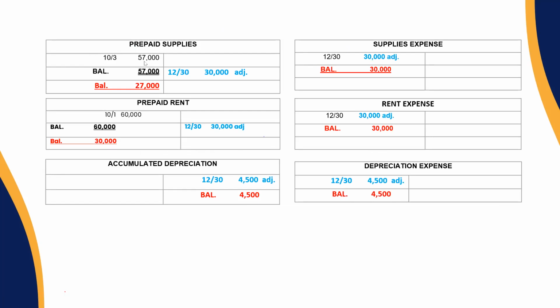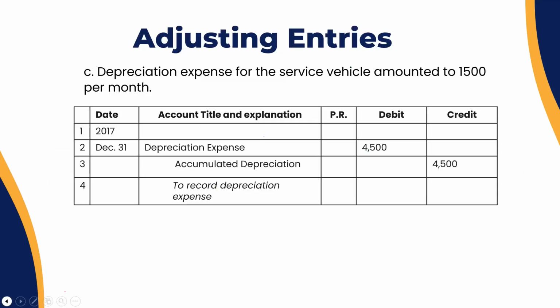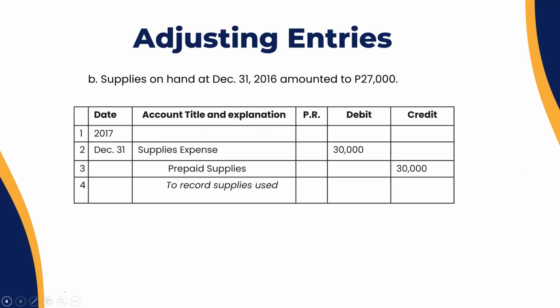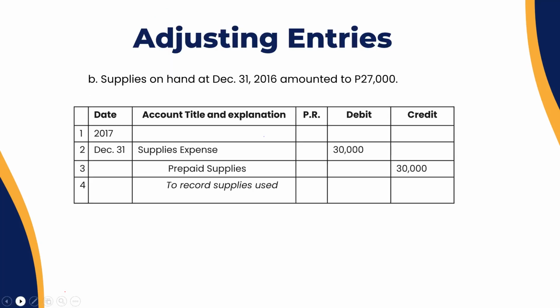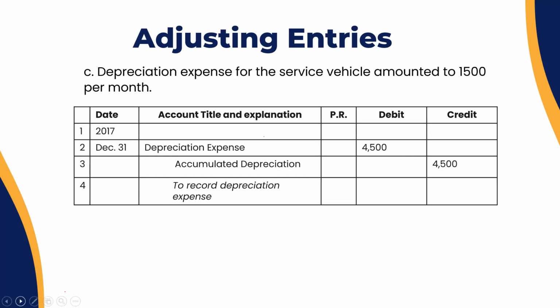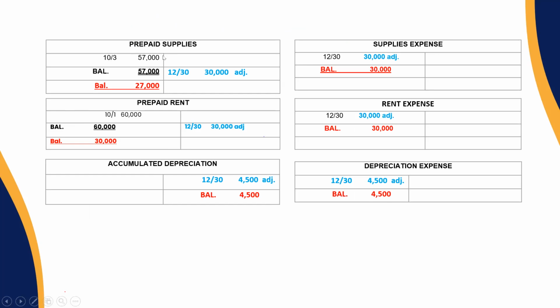Okay, if natatandaan nyo, we have, di ba, the prepaid supplies. Prepaid supplies na 57,000. Meron tayong adjustment. Di ba? We have our adjustments. So, itong mga adjustments natin na ito, lalagay natin siya sa ledger. So, sa prepaid supplies, we have adjustment na 30. So, ang prepaid supplies na lang natin iniiwan. How much po? 27,000 ang prepaid supplies. Then, ilalagay din natin yung adjustment na debit sa supplies expense. So, ayan na siya.